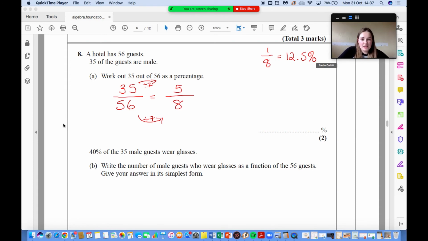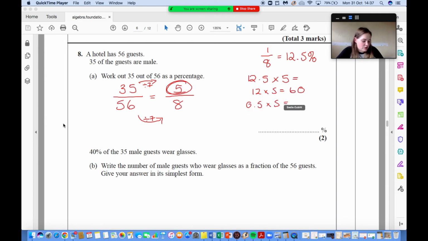So if 1/8 is 12.5%, they want 5 of them. So you need to do 12.5 times 5. Again, non-calculator paper, so you might have to do this using a long multiplication method of your choice, or you can just do 12 times 5 and then 0.5 times 5 and add them together. Okay? If you were going to do it that way, 12 times 5 is 60, and then 0.5 times 5 is 2.5. So altogether you'd have 62.5%. Okay.